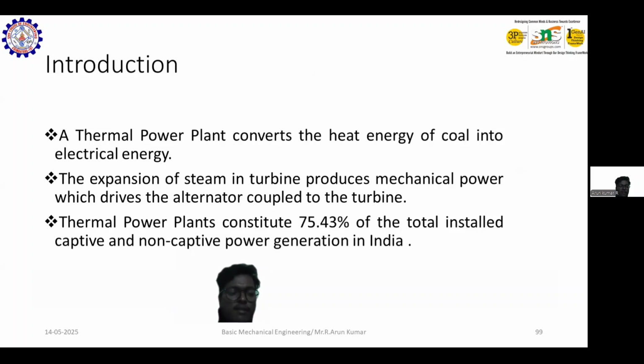For example, a steam power plant produces mechanical energy. The expansion of the steam in the turbine produces the mechanical energy. That mechanical energy drives the alternator coupled with it, and the rotational energy of the alternator is converted into electric energy.